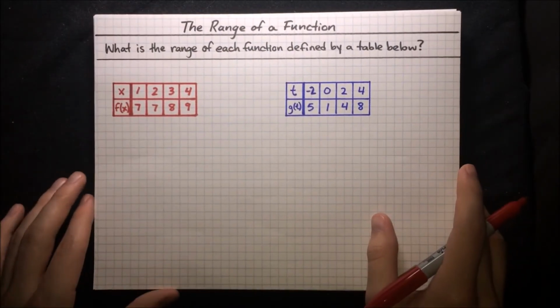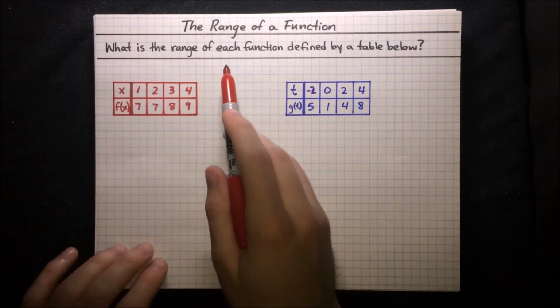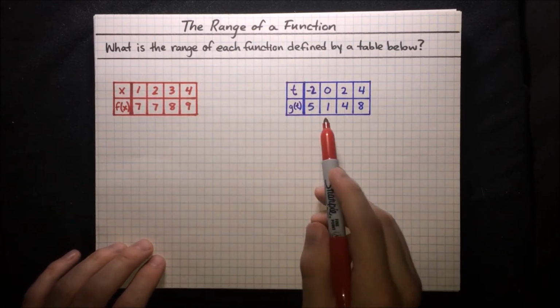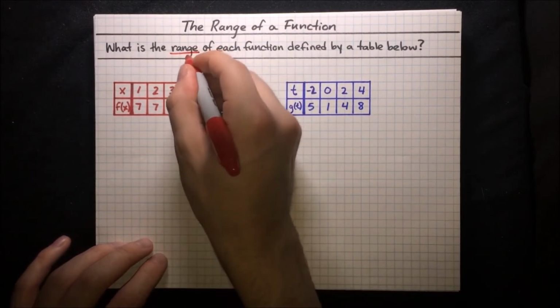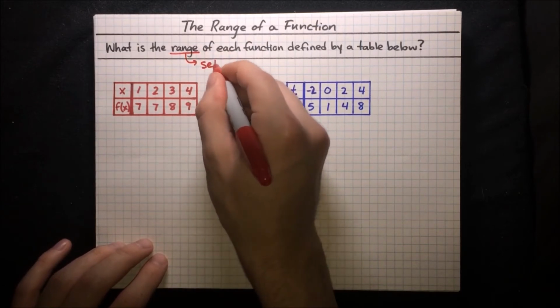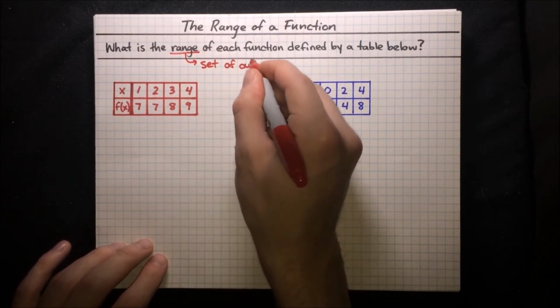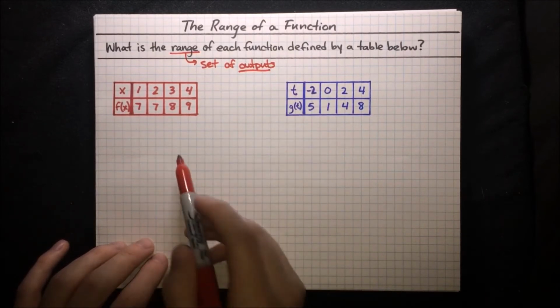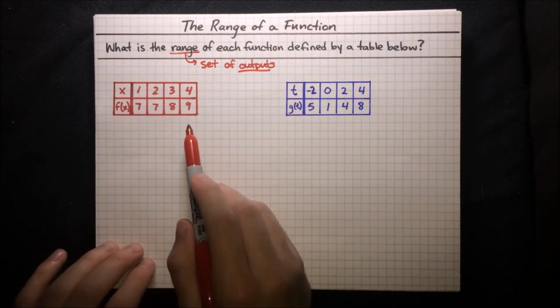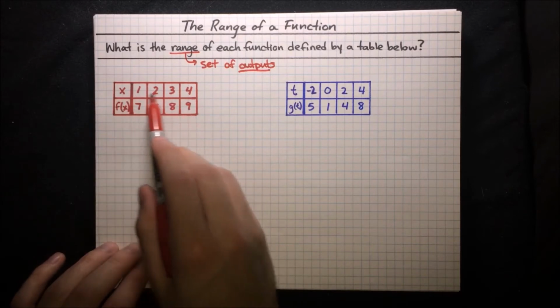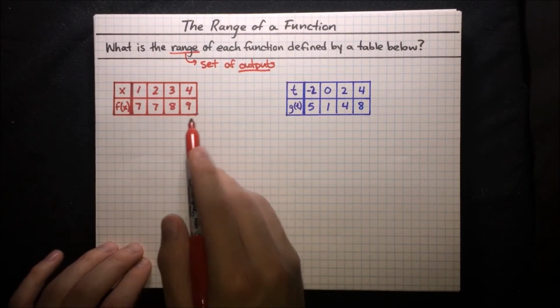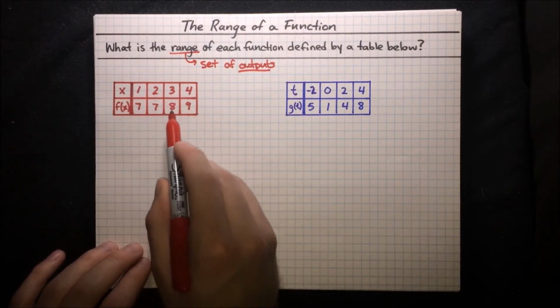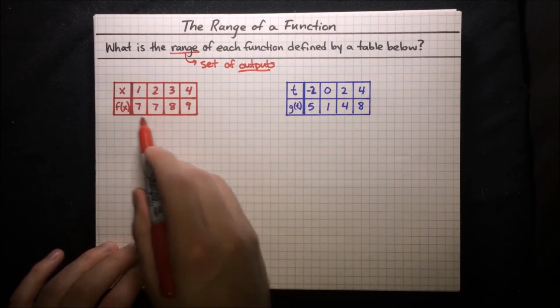Alright, here are some more problems. What is the range of each function defined by a table below? Again, the range is just the set of outputs. So we really just have to look at all the output values in the table. In this first table here, the inputs are x, the outputs are f of x, so we're looking at 7, 7, 8, and 9. Those are all of the output values.